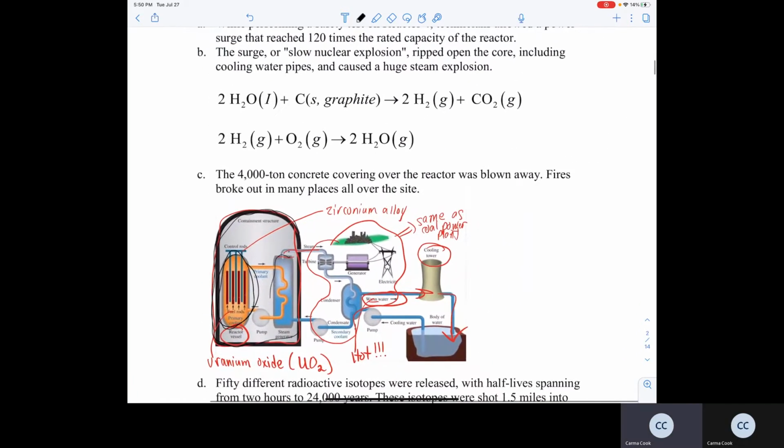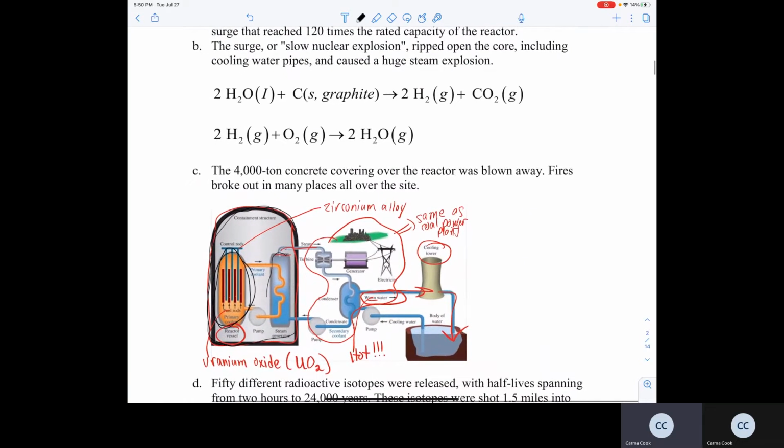And so the reactions that took place when that Chernobyl reactor exploded: you had liquid water as a coolant running through the reactor. That liquid water reacted with the carbon, the graphite that the control rods were made of, and that produced hydrogen gas, which is very explosive, as well as carbon dioxide gas. And then the hydrogen gas reacted with the oxygen in the air and produced more super hot water vapor, steam.